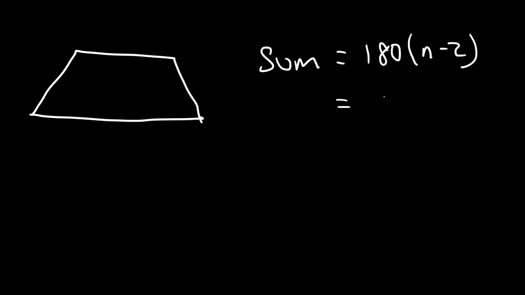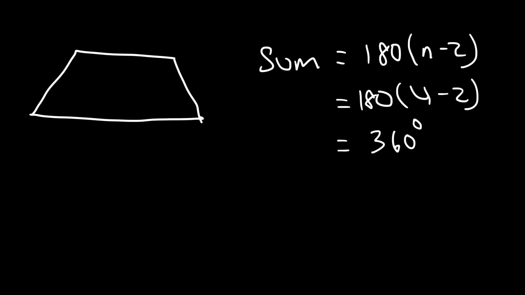Now what if we have, let's say, a four-sided figure, like a quadrilateral? What is the sum of all of the interior angles? So the sum is going to be 180 times (n minus 2). So that's going to be 180 times (4 minus 2), because this is a four-sided figure. And 4 minus 2 is 2, so 180 times 2 is 360. So for a quadrilateral, the sum of all four angles is 360 degrees.